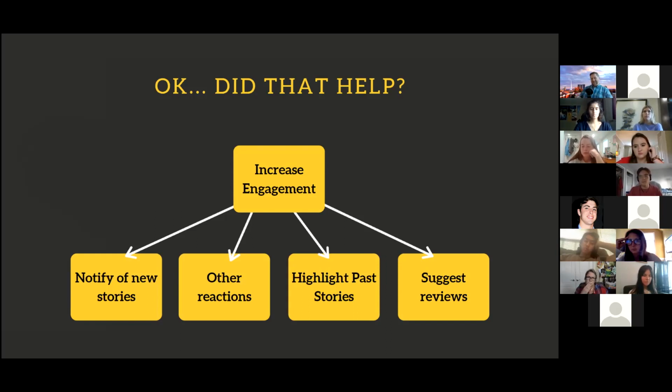Okay. The question is, did that really help us? Well, no, it gave us a lot more options, but it didn't actually help us choose between any of these, right? You and I could sit here for an hour and we could argue which of these is the best, right? But if you come up with enough of these, what you start realizing is that not all of these are the same. In fact, the two on the left, if we look at it, we have notify people of new stories and other reactions. Those are ideas of getting people to interact with existing content, right?